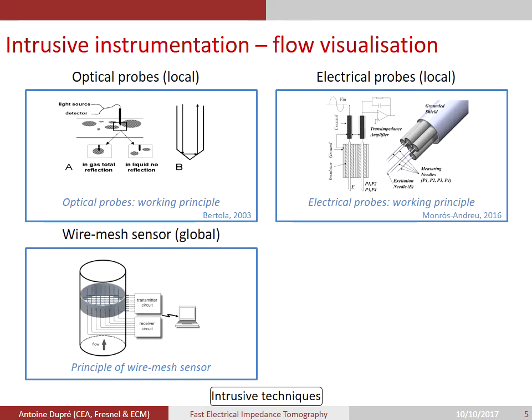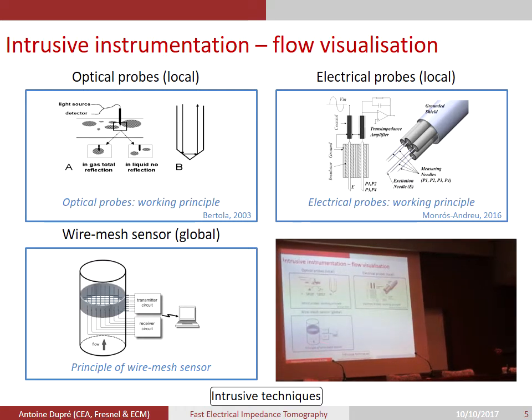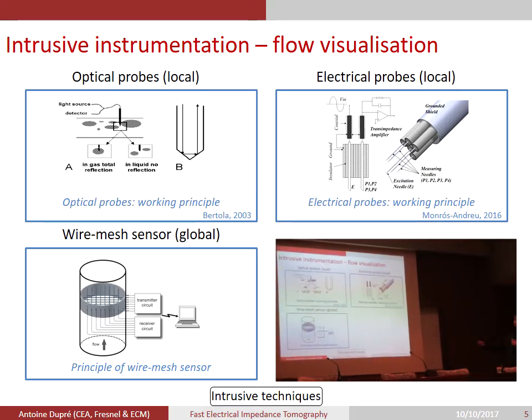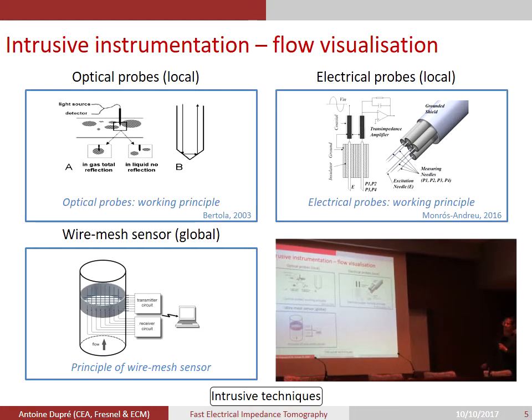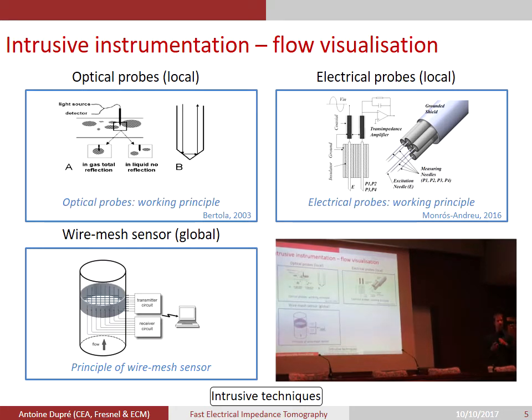There's a set of well-established techniques to visualize multiphase flows, and they can be differentiated into categories, whether they are intrusive or not. In the first category, illustrated on this slide, are local and global probes. So the idea of local probes is to measure a physical parameter, either based on optical or electrical properties, to deduce the phase in a very small local volume, and usually with a very good time resolution.